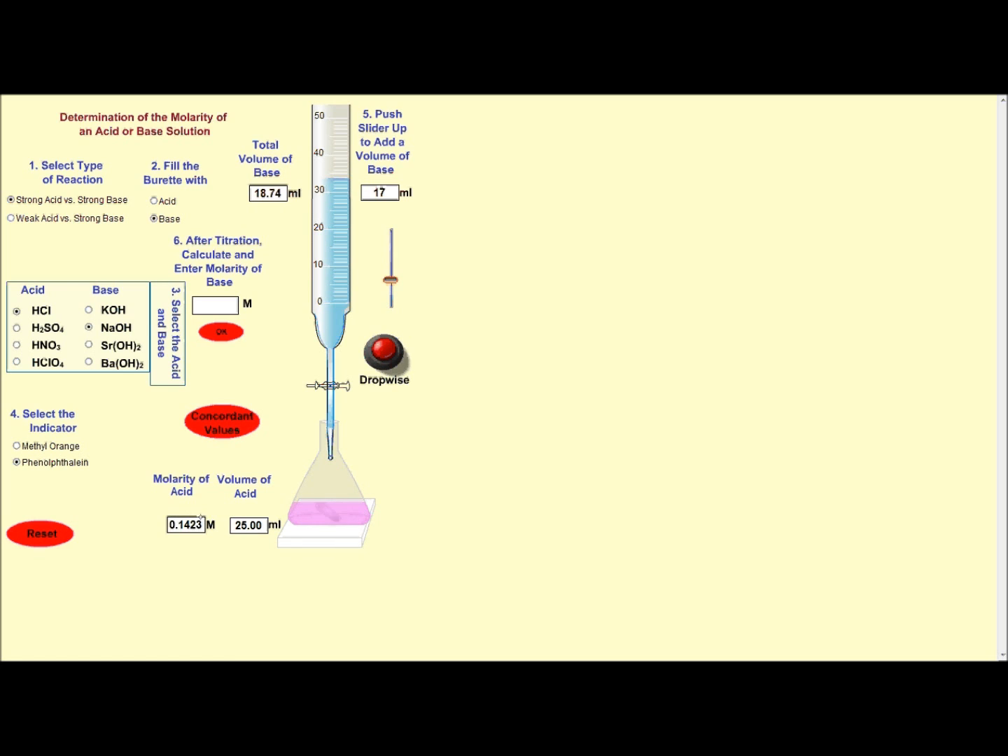So I'm going to take 0.1423 on my calculator, multiply by 25, and then divide by the amount of base that I used. According to this, it's 18.74. Divide by 18.74. My calculator tells me that the molarity of the acid is 0.1898. I'm going to round that to 0.190. And we're going to click OK here. There we go. We got it correct. We were shown that that is absolutely correct. So we feel good about that.